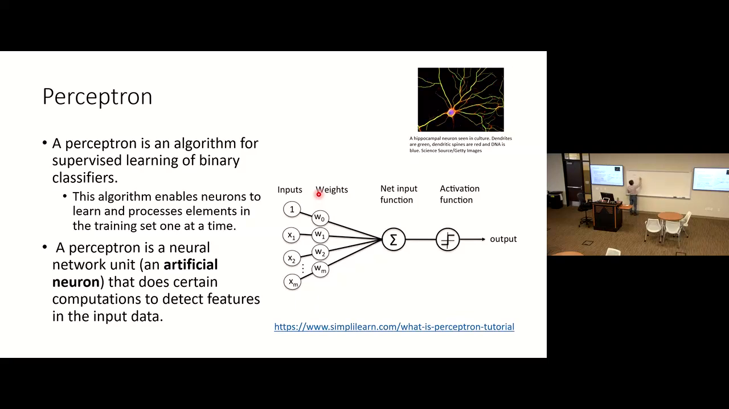So another vector. This vector will be weight 1, weight 2, and so on. So we have 2 vectors: your x vector and your weight vector. We are going to do a dot product.